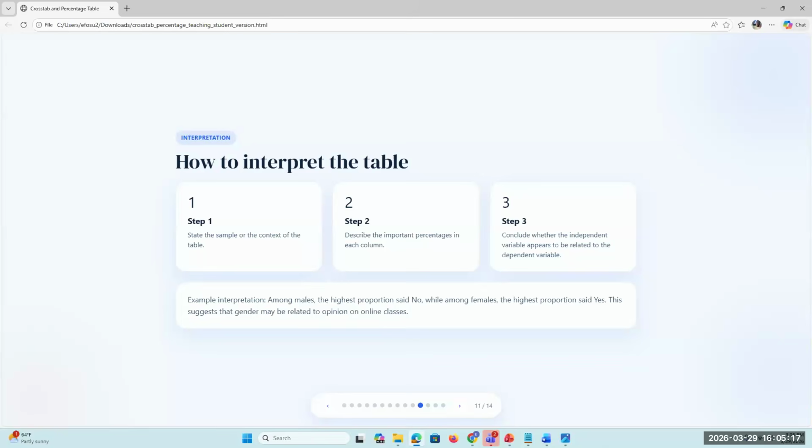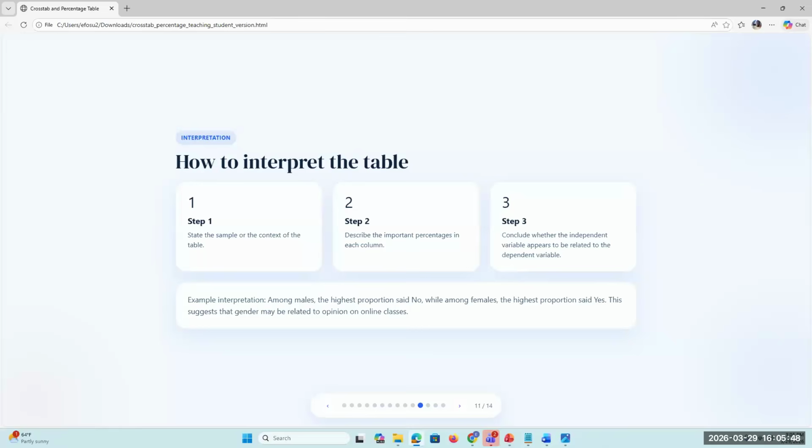Please, at this point, is there any question? Is there anything that you need clarification on? Because you're going to interpret it by the sample, as I said. So I start by saying a total of, let's say, 20 students were studied. Among male students, 50% said no, 40% said yes, and 10% were not sure. Whilst among female students, 60% said yes, 20% said no, and 20% were not sure.